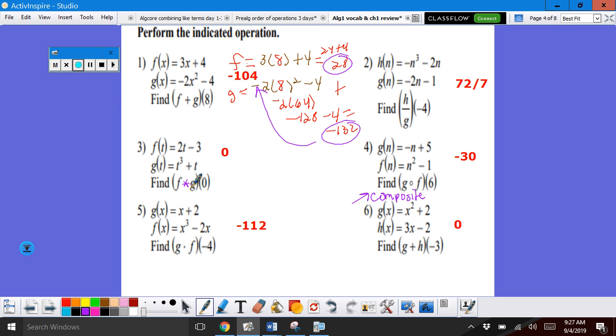Okay, so let's plug in a 0. 2 times 0 minus 3, well, that is a negative 3. And if I put a 0 here, 0 squared or 0 cubed plus 0 is still 0. So negative 3 multiplied by 0 is 0. That one doesn't go any farther. So that should help you get going on those.